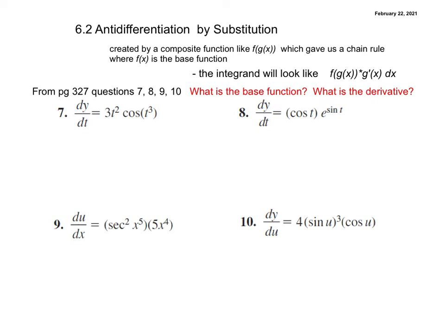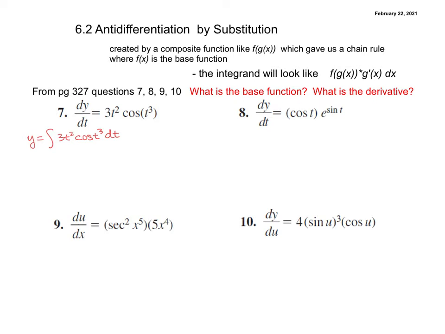Our first example is dy dt equals 3t squared cosine of t cubed. So when we want to figure out what y is, that'll be the integral of 3t squared cosine of t cubed dt. So how do we do this integral?